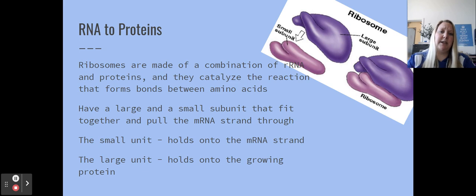Ribosomes are made of a combination of ribosomal RNA and proteins, and they catalyze the reaction that forms bonds between the amino acids. They have a large and a small subunit that fit together and pull the messenger RNA strand. The small subunit holds the messenger RNA in place, and the large subunit holds onto the growing protein.